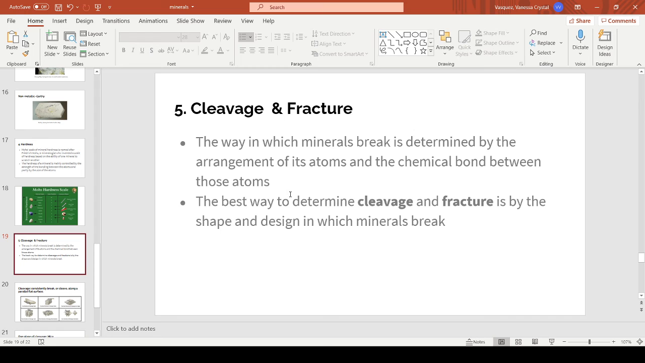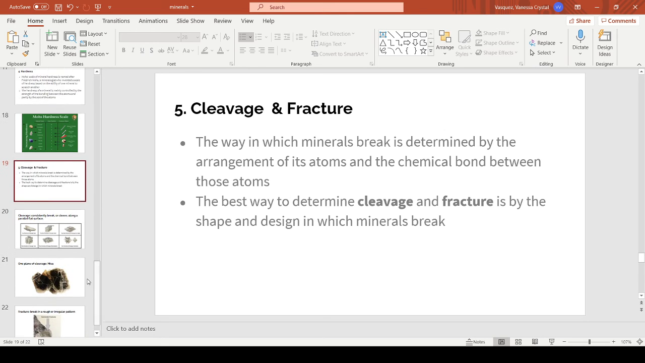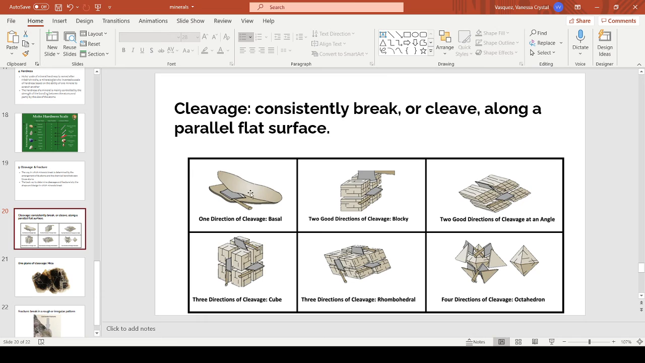The way in which minerals break is determined by the arrangement of its atoms and the chemical bond between those atoms. So the best way to determine cleavage and fracture is by the shape and design in which minerals break. The definition for cleavage is that it consistently breaks or cleaves along a parallel flat surface.